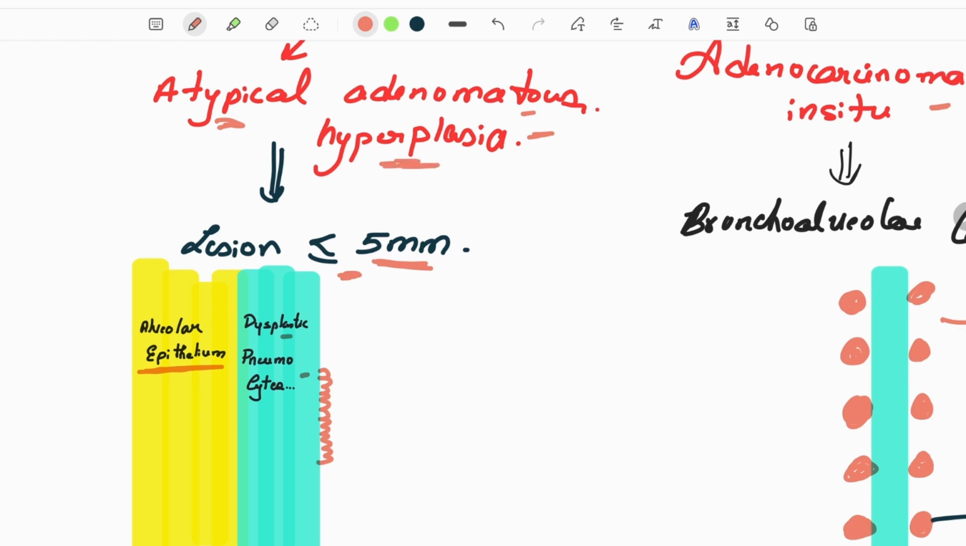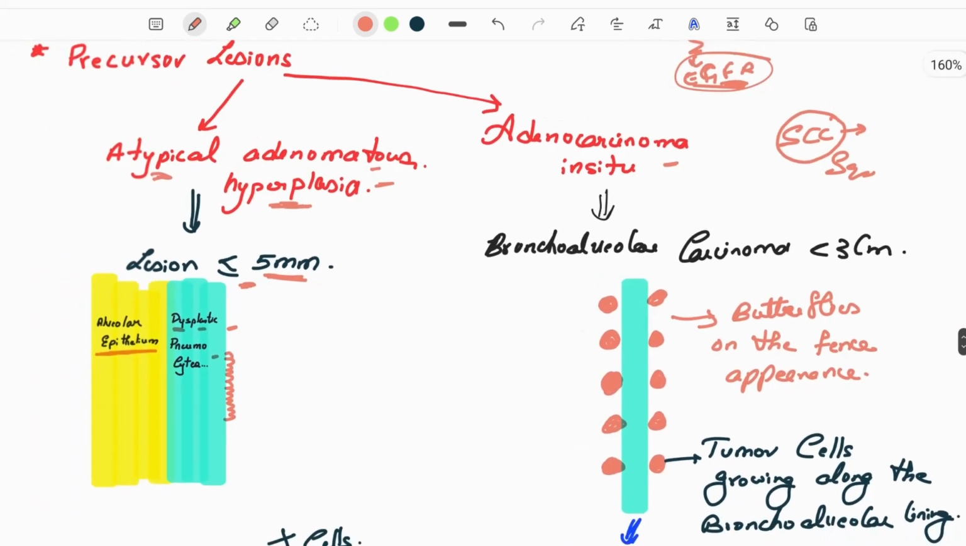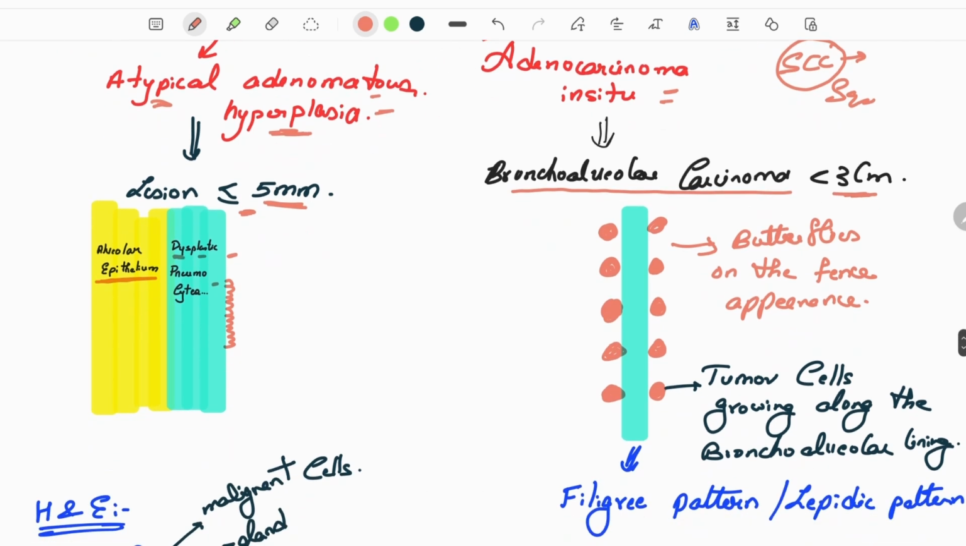Hyperplasia means an increase in the number of cells. But what types of cells are increased? Dysplastic cells, which you can remember as defective cells. Next one is adenocarcinoma in situ. This is bronchoalveolar carcinoma which is less than 3 centimeters. And the important feature one should remember is that a butterfly on the fence appearance can be seen.